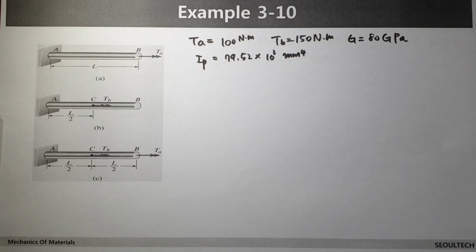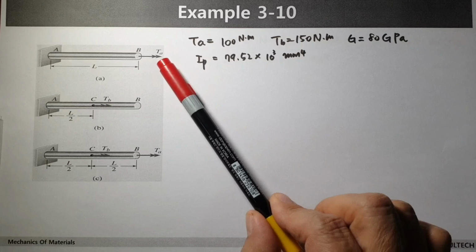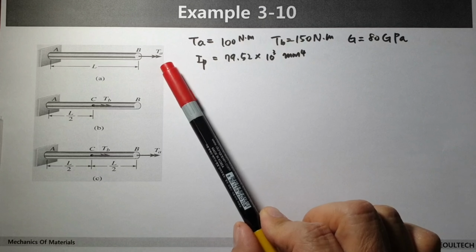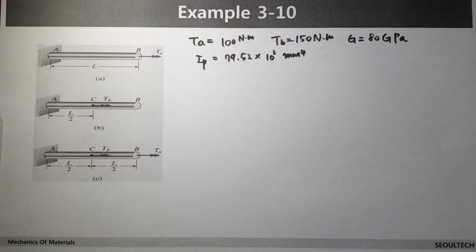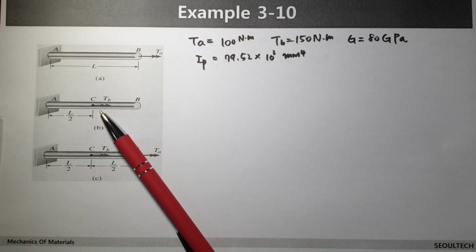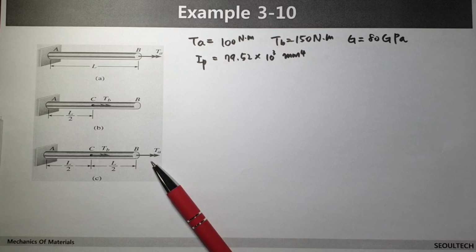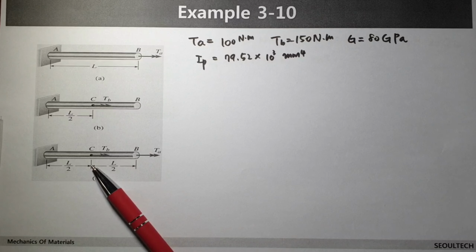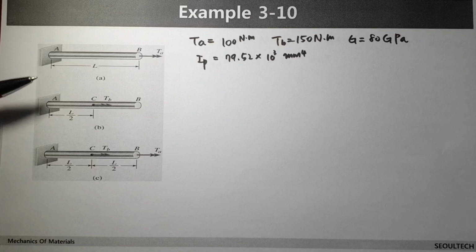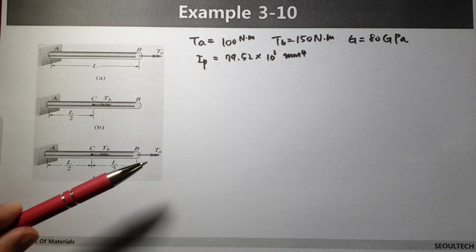And we have three different kinds of conditions. The first one, we have TA acting on the right side, point B. The next one, torque is acting in the middle of the bar. The third one, TA is on the right side and TB, two torques are acting at the same time. We have three different combinations: A on the right side, B in the middle, and C with two different places.